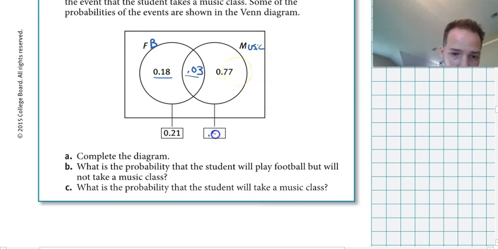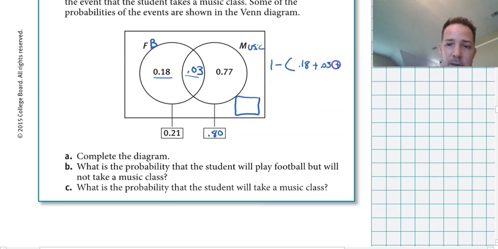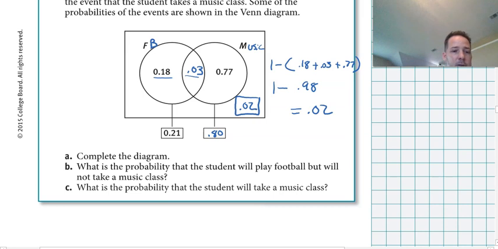And since I know this now is 0.03, I can add those together and get 0.80. And how can I find this probability out here that's not listed? 1 minus these other ones should give me what's left. So 1 minus (0.18 plus 0.03 plus 0.77). And what is that? 80, 18, so 98. 0.02 total for that. So that completes the diagram.